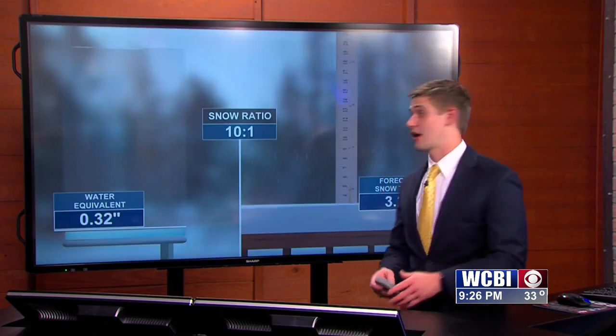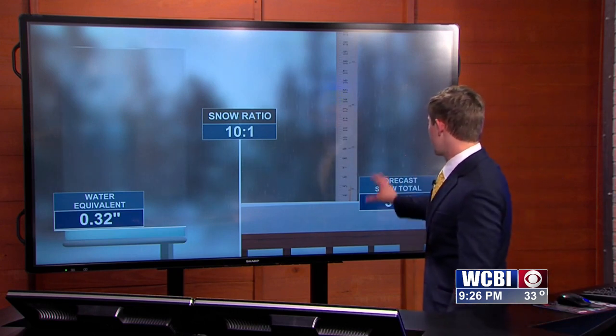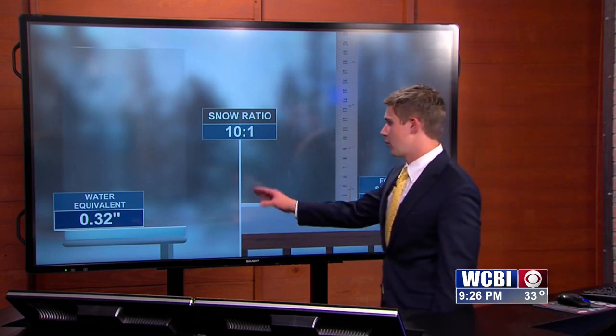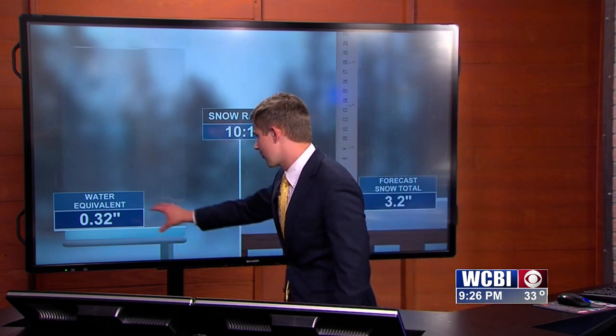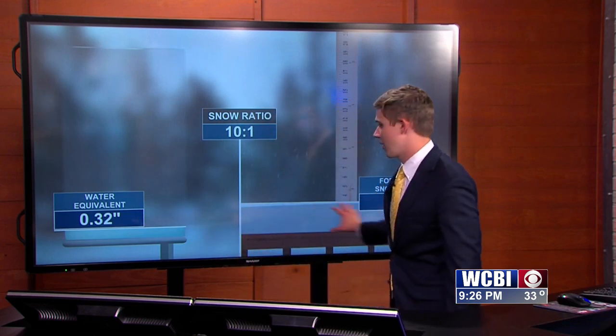And another way to look at it right here, just from a side-to-side perspective, 3.2 inches of snow, that would be about 0.32 inches of rain equivalent, and it's really not a whole lot right here. I mean, this amount of water versus this amount of snow, again, just shows you how little water is actually in ice when it freezes. So, snow ratios, that's something to pay attention to depending on where you live.